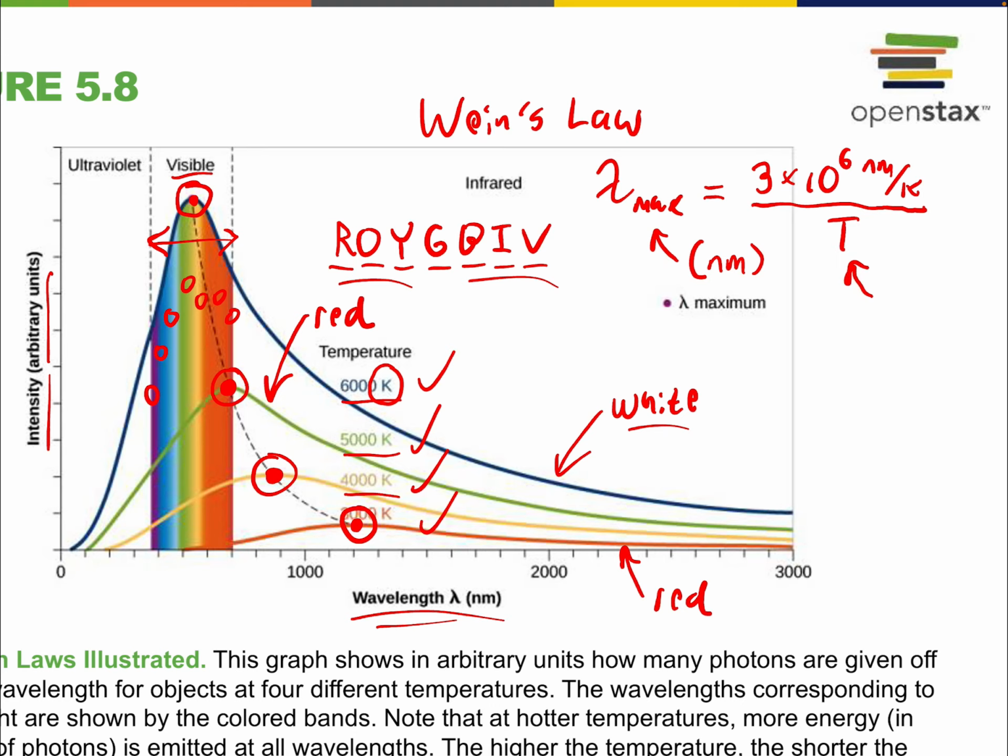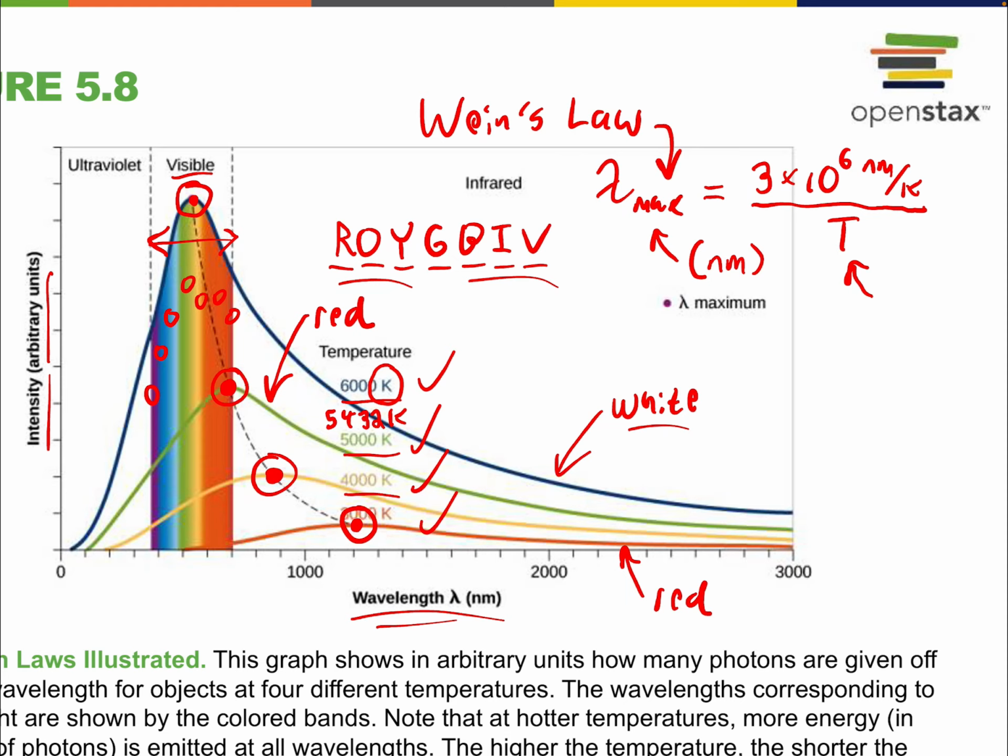So if you know the temperature of an object, for example, 5,432 Kelvin or something, you just plug that number into this equation, and then you find the peak wavelength that a solid object at that particular temperature outputs. That's Wien's Law, and that's the equation for Wien's Law.